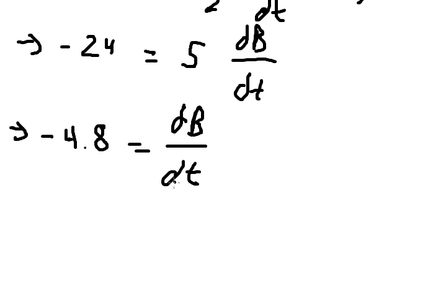So in this situation we have the negative sign. That means the base of this triangle is decreasing by 4.8 centimeters per hour. And this is the final answer we need to find.